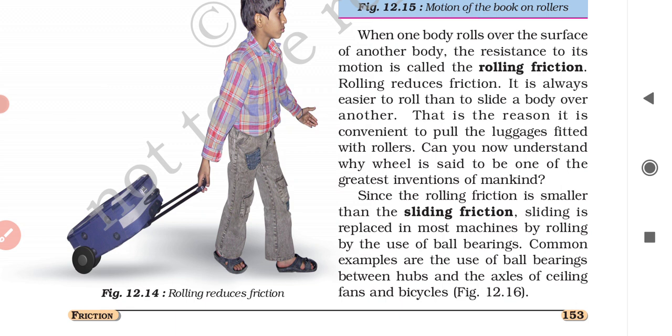So what is rolling friction? As we have mentioned already, when one body rolls over the surface of another body, the resistance to its motion is called rolling friction, and rolling reduces friction. Therefore it is always easier to roll than to slide a body over another, and that is the reason it is easier to pull luggage fitted with rollers. So can you now understand why the wheel is said to be one of the greatest inventions of mankind? Because it reduces the effort, it reduces the friction. Clear?